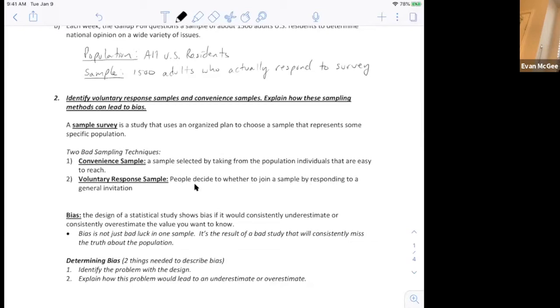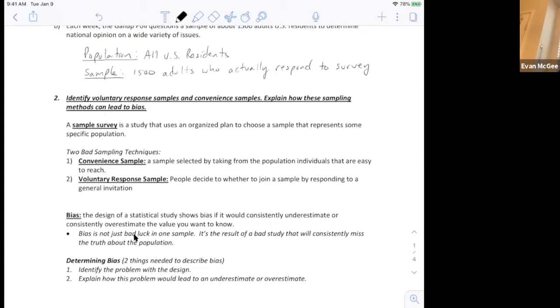Whenever you have the option to call in and give your opinion, that would be a voluntary response, or responding to an online advertisement would be voluntary response. Obviously these are going to be bad for different but obvious reasons. Generally, people that are the most opinionated are going to be the ones who call in for a voluntary response sample. Both of these result in bias, and bias is when the design is flawed and it consistently underestimates or overestimates the value that you want to know.